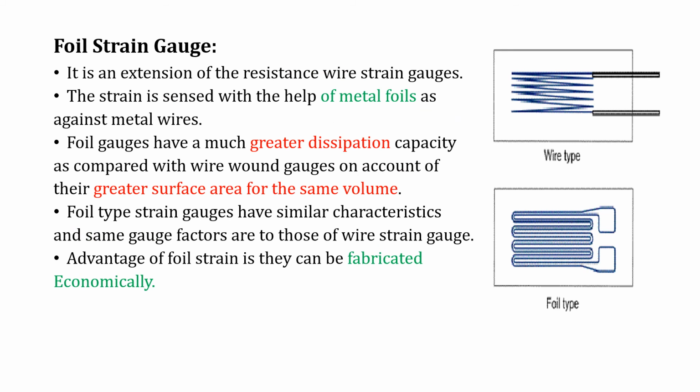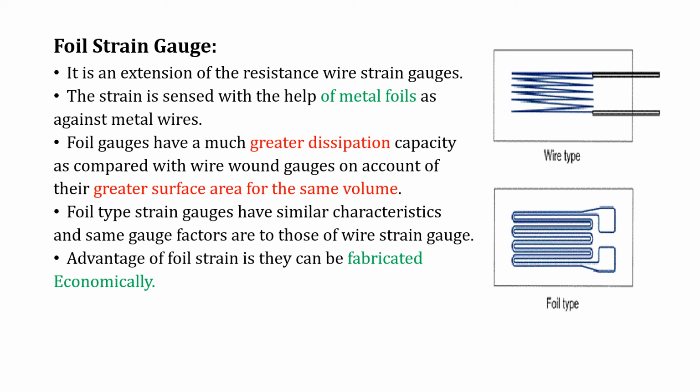Then move on to the foil strain gauge. These are the types of strain gauge. This is the wire type strain gauge. This is the foil type strain gauge. The wire is arranged in such kind of patterns, while here the foil is arranged in such kind of patterns. So this makes the difference between wire and foil type.